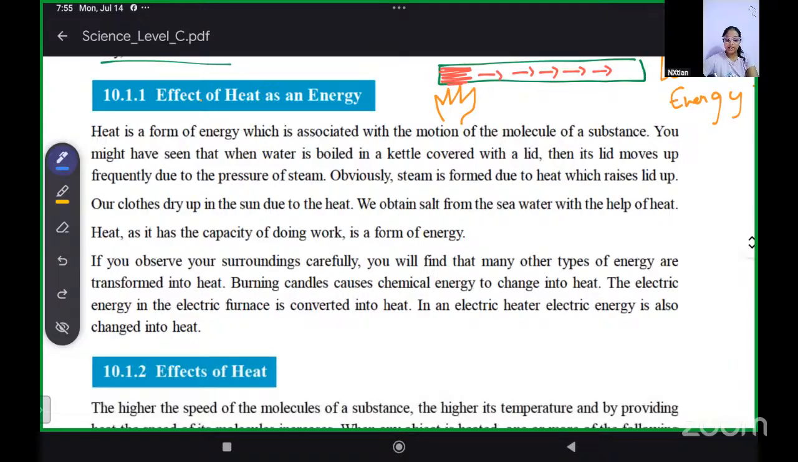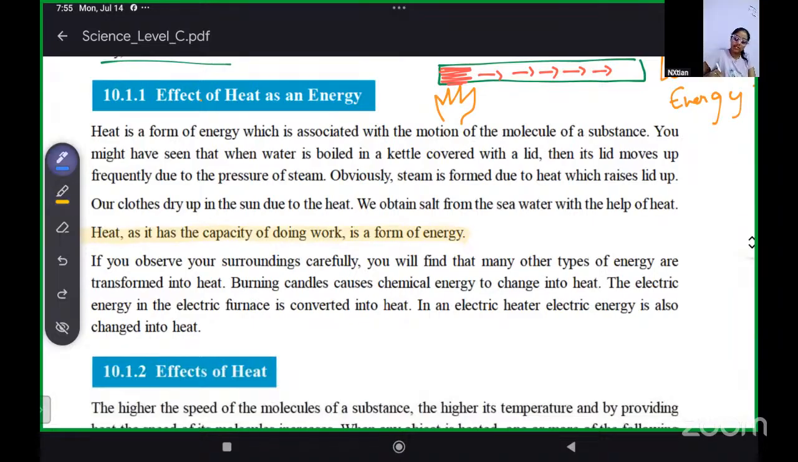Our clothes dry up in the sun due to heat. We obtain salt from seawater with the help of heat. Heat, as it has the capacity of doing work, is a form of energy. We just studied that heat is a form of energy. Why? Because it has the capacity of doing work.